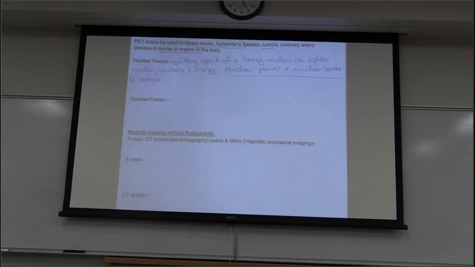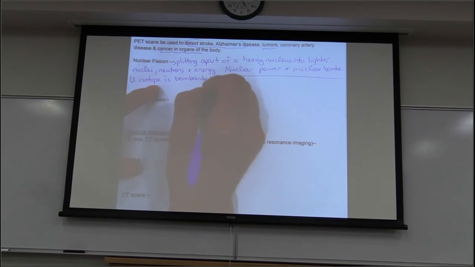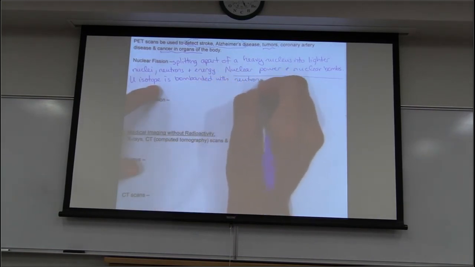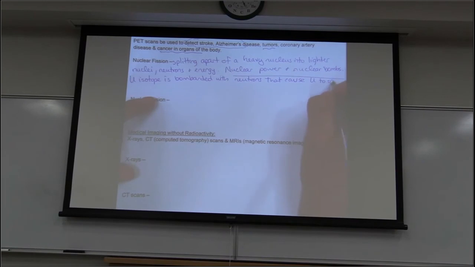But anyway, the uranium isotope that's used in nuclear reactions, the way that works, the uranium isotope is bombarded with neutrons that cause the uranium to split.